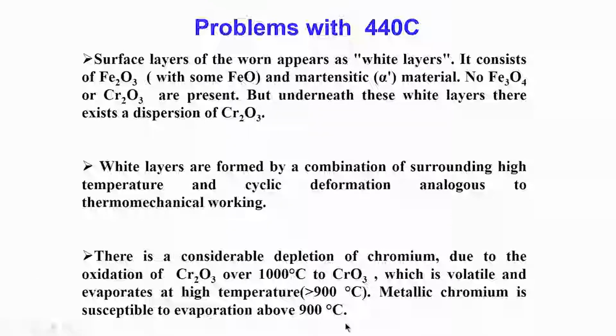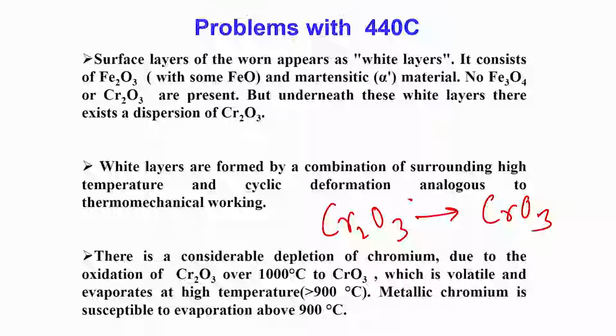However, the problem with 440C is that if you do this wear test, the surface layers of the worn surface appear as white layers, and white layers are essentially iron oxide, with some FeO and martensitic alpha prime material, and there is absolutely no Fe3O4 or Cr2O3. And white layers are formed by a combination of surrounding high temperature and cyclic deformation. And there is a considerable depletion of chromium due to the oxidation of chromium oxide at around 1000 degrees Celsius to CrO3. So essentially Cr2O3 goes to CrO3 at 1000 degrees Celsius.